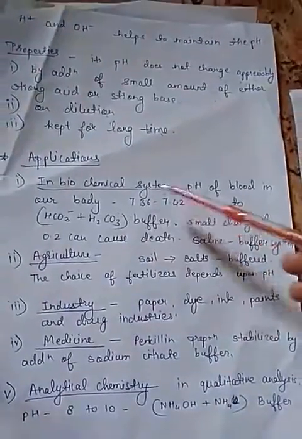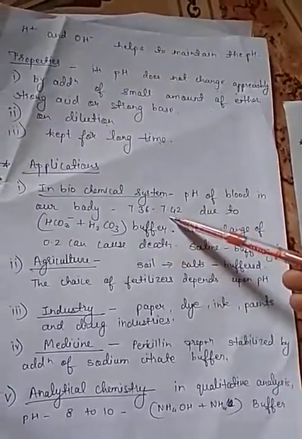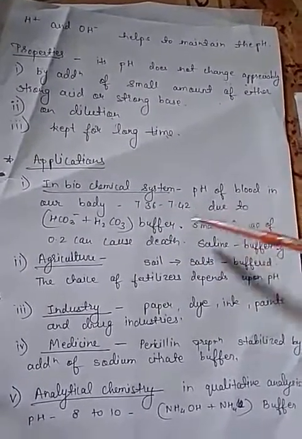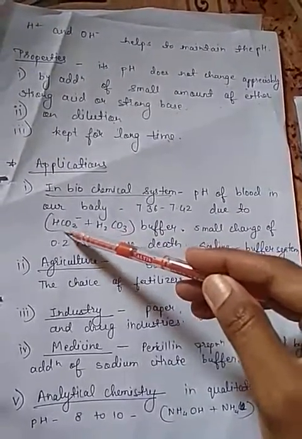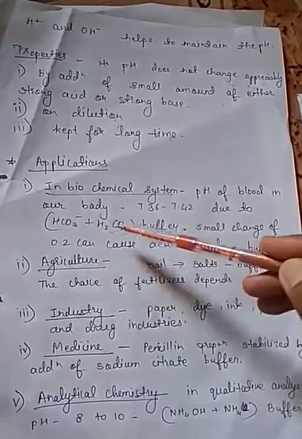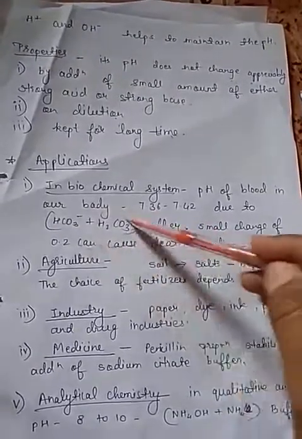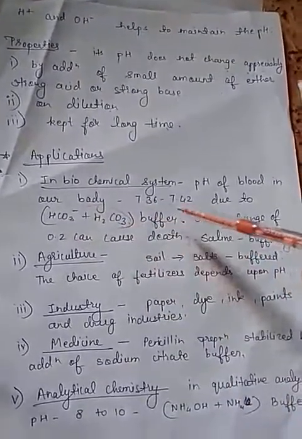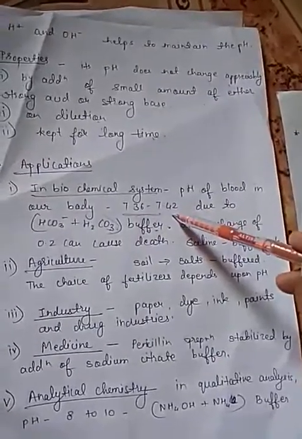What are its applications? The first application, as I told you, is in biochemical systems, that is blood. The pH of blood in our body is 7.36 to 7.42. This is due to the buffer of HCO3 minus ions and carbonic acid, H2CO3. The combination of these makes a buffer. Due to this buffer, the pH is maintained at 7.36 to 7.42.